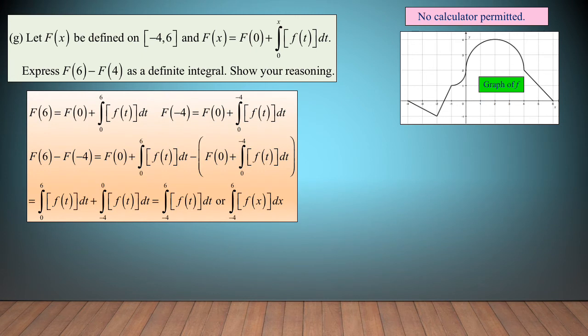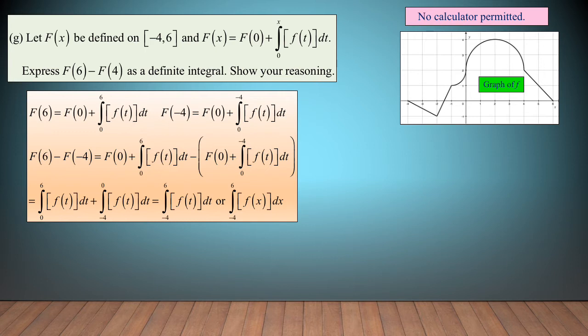This looks difficult, but is actually fairly straightforward. We first plug in our 6 to our formula and get F of 6 equals F of 0 plus the integral from 0 to 6 of f of t dt. We plug in -4 and we get F of -4 equals F of 0 plus the integral from 0 to -4 of f of t dt.